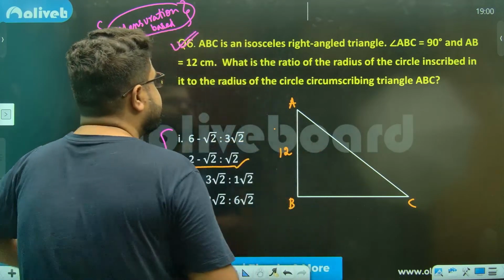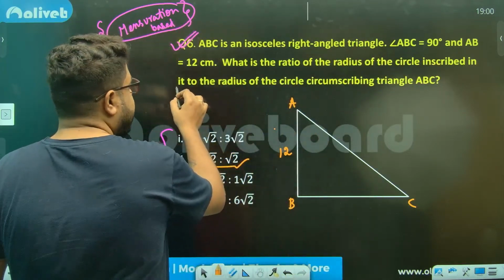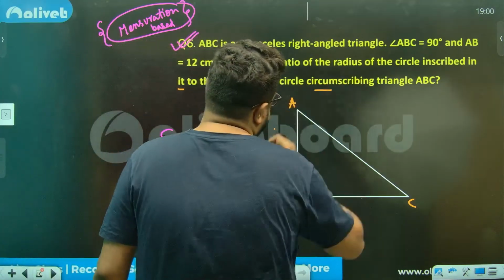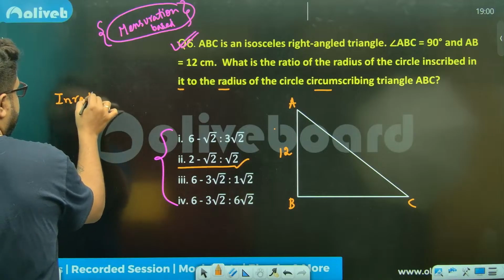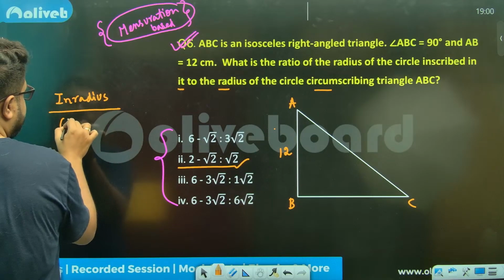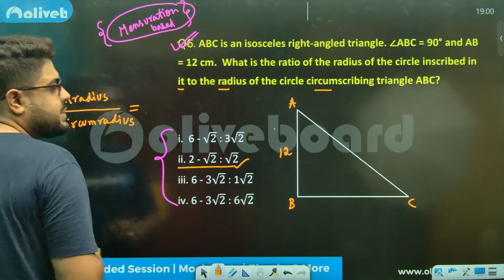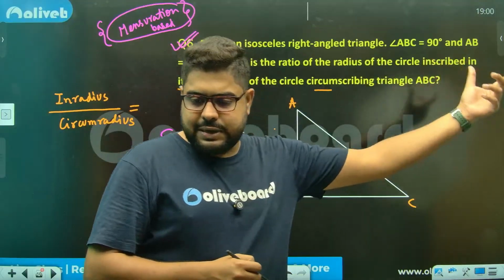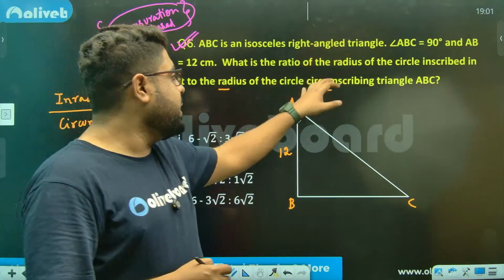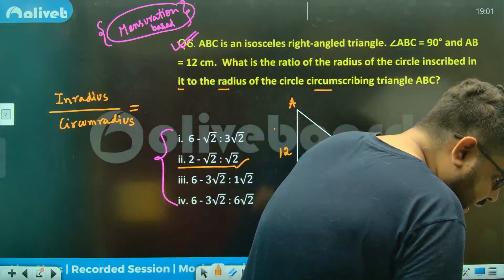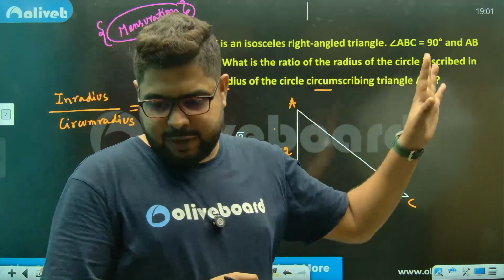It's a ratio of the radius of the circle inscribed in it to the radius of the circumscribed circle. They are asking the ratio of inradius and circumradius ultimately. The ratio of the circle that is inscribed, meaning inradius, by circumradius. Why go for the formula? I will tell you the formula here, it will be needed a little.